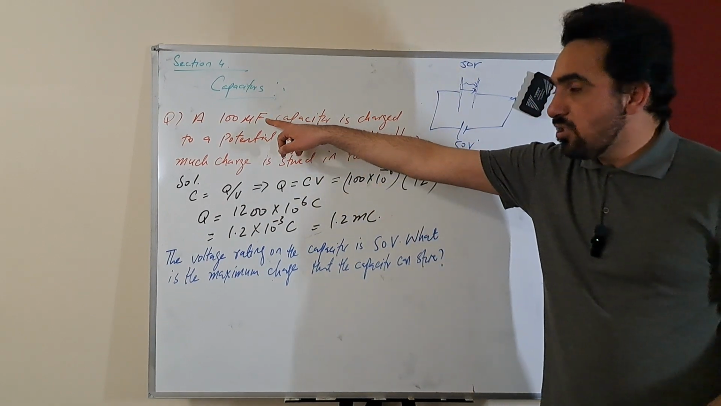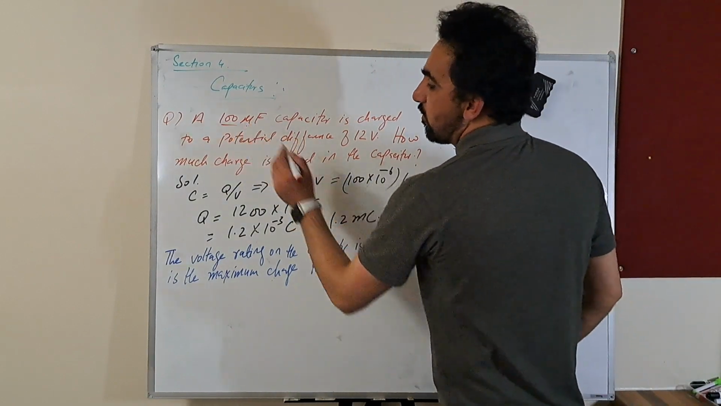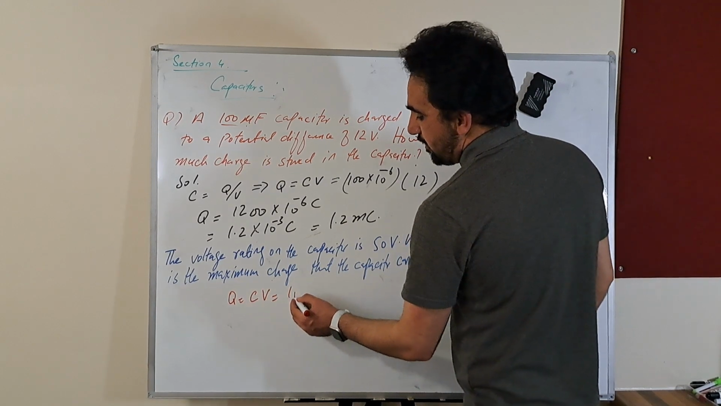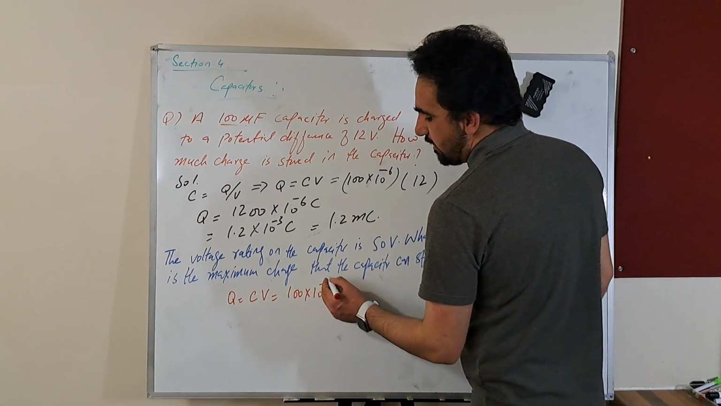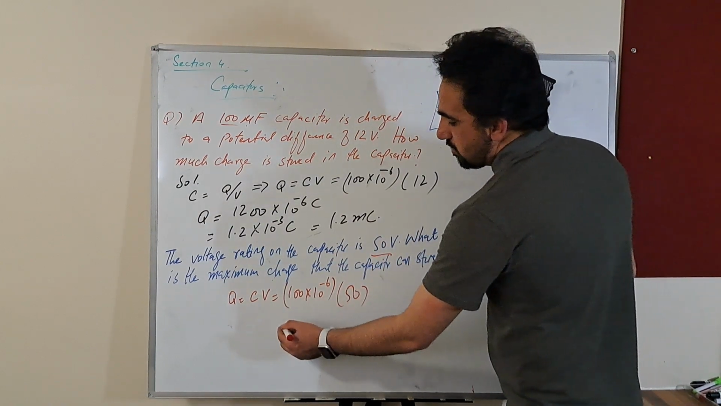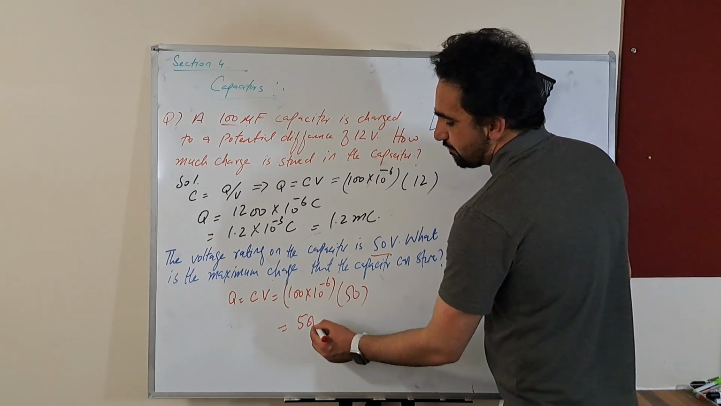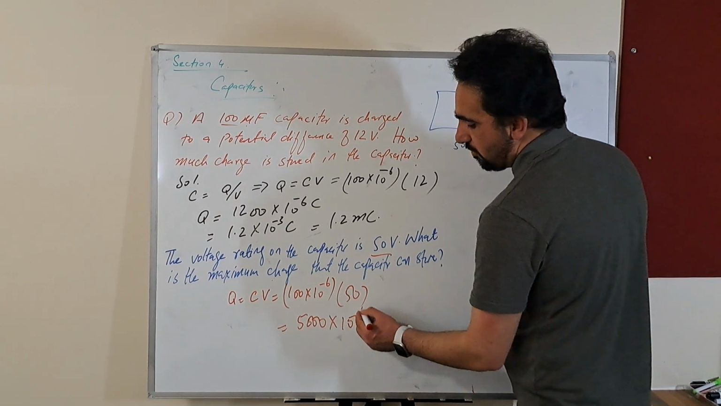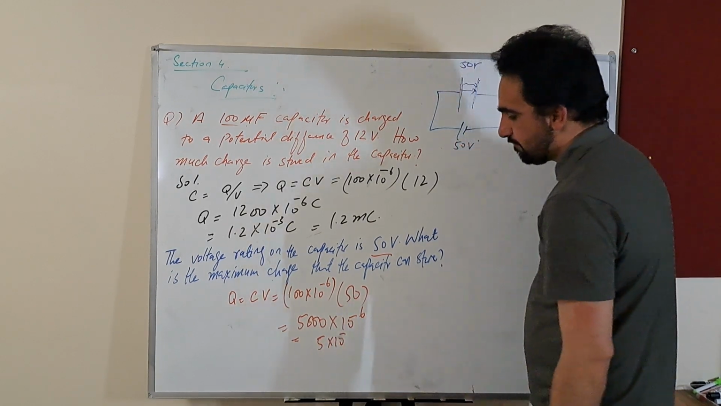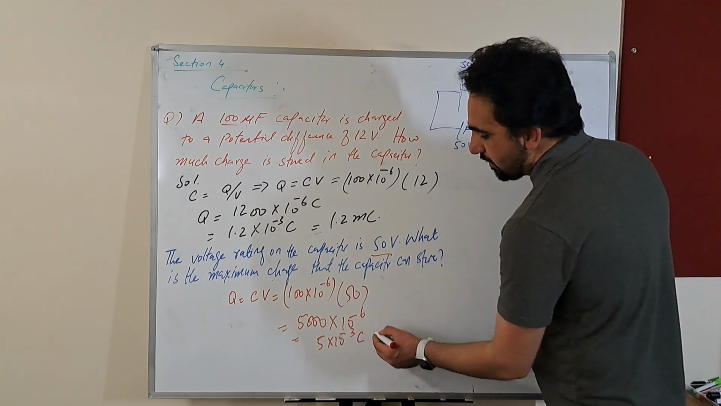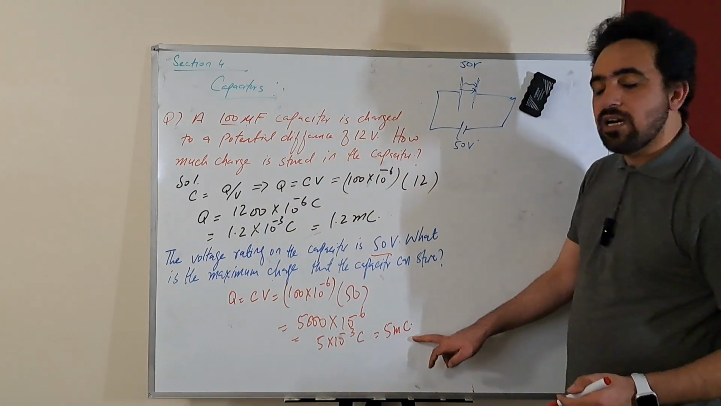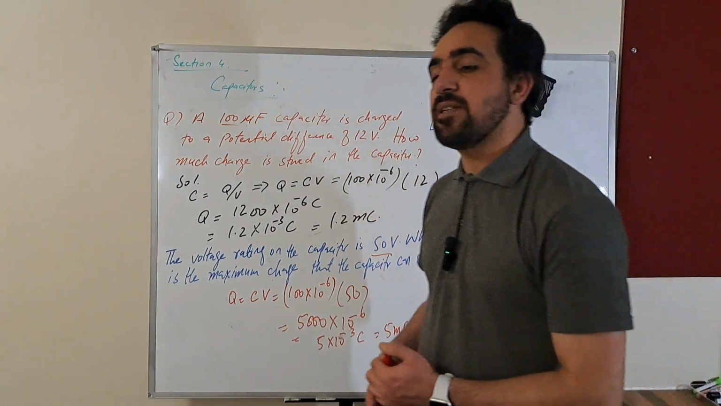Okay, so what's the maximum charge it can store? So we already know the capacitance from here is 100 microfarad, and Q is equal to CV. Now 100 times 10 to the power minus 6, and voltage is now 50. So 100 multiplied by 50 is 5000 times 10 to the power minus 6. That will be 5 into 10 to the power minus 3 coulomb, or 5 millicoulomb charge could be stored by this capacitor.